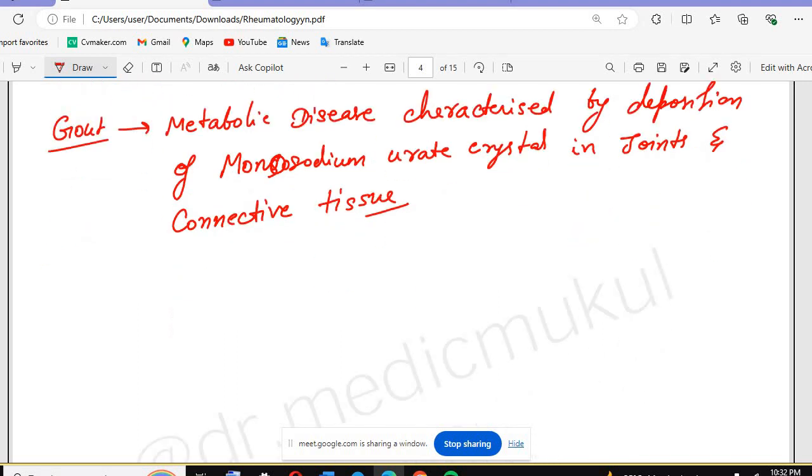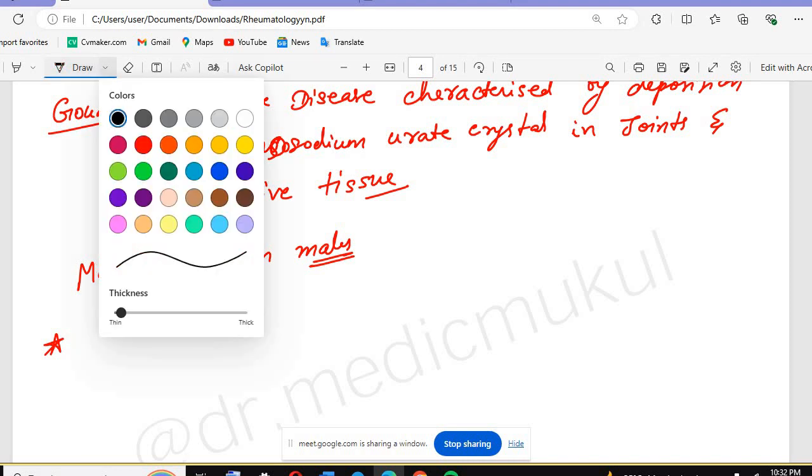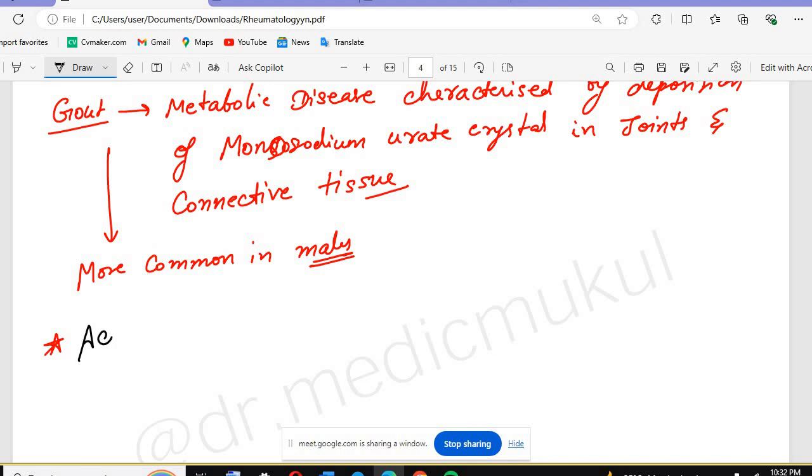And we have discussed that this is more common in males or females. It is more common, of course, in males. Gout can be acute gout or chronic gout. Acute gout means it is a very early disorder, within the first 3 months.